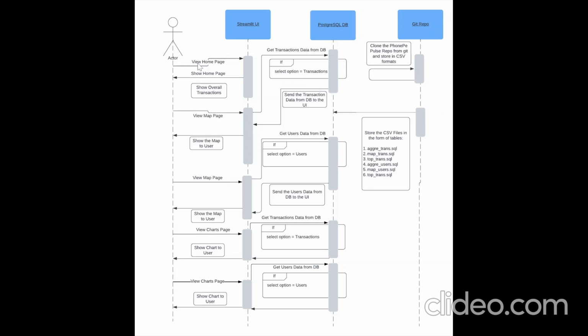Now, as I have shown you different pages, home page and view charts page, there was a map page where I had shown you the Indian map. So these are the different operations that the user has performed to open different pages and how the data was rendered on the UI. This is the map page. When the user goes to the map page, it hits the database. There we are checking if the option selected is transactions. If it is so, then it will extract the data from the respective table and then show it on the UI.